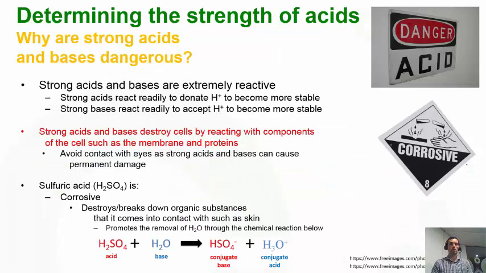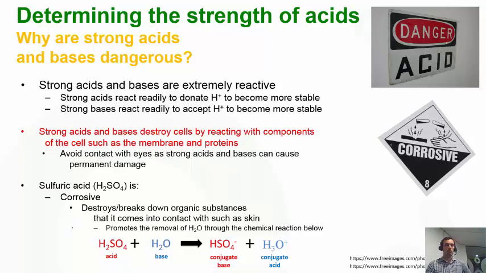So we already touched on this a little bit, but let's clarify further. Why are strong acids and bases so dangerous? Essentially, it comes back to their reactivity. They'll essentially react with whatever they can. So the strong acids will readily react to donate an H+ to become more stable, as I've shown you on the last few slides, but the bases that are really strong will do the same. They'll actually react readily, but this time they're trying to accept H+, so they're stealing H+ from another component.